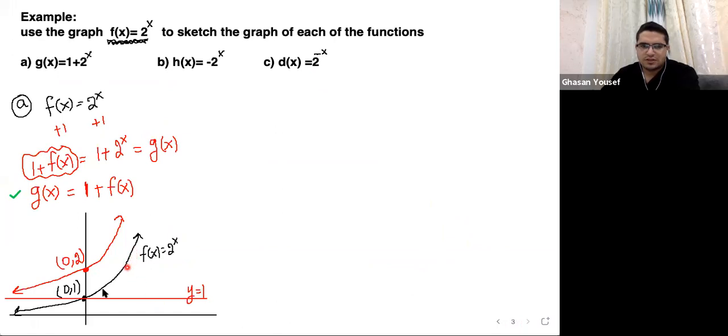So this is my graph, f of x equal 2 to the power x. Now to graph the function g of x, we have to graph the function f of x, then we have to shift it 1 unit up. So shifting the black curve 1 unit up. This point is (0, 1). When we shift it up, it will be (0, 2). And all the points will be shifting up. So the new curve will be the same as the red curve here.